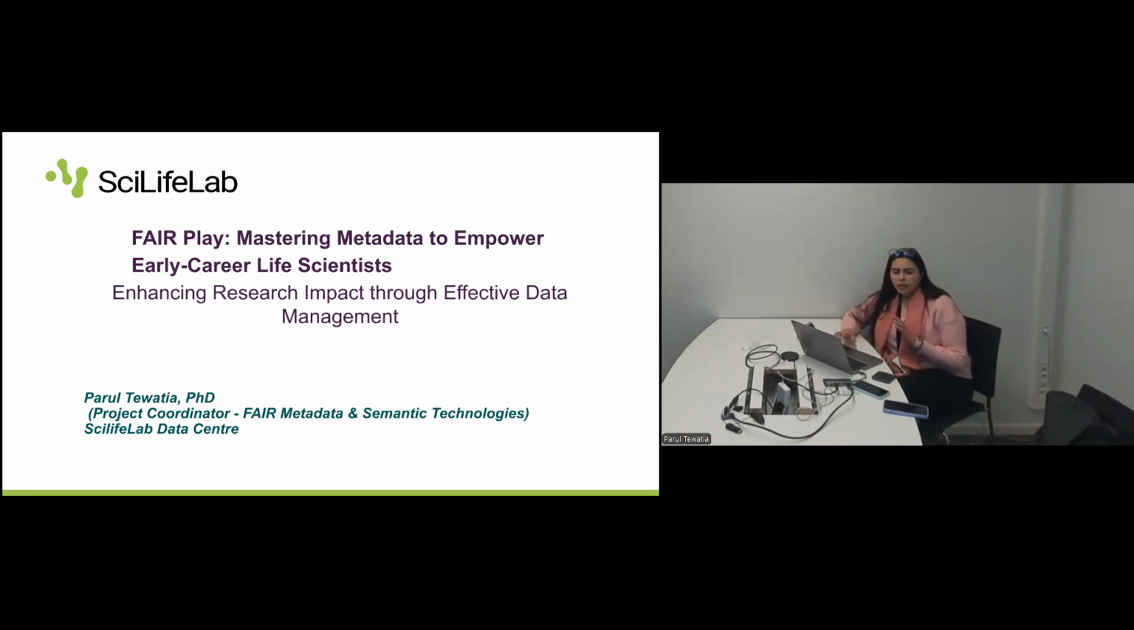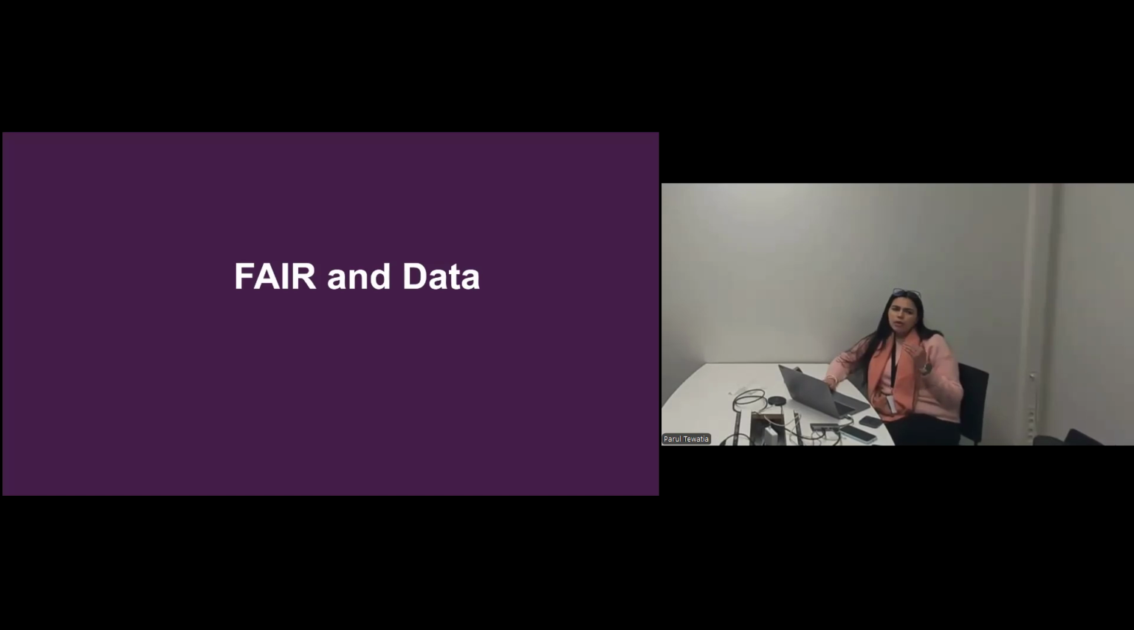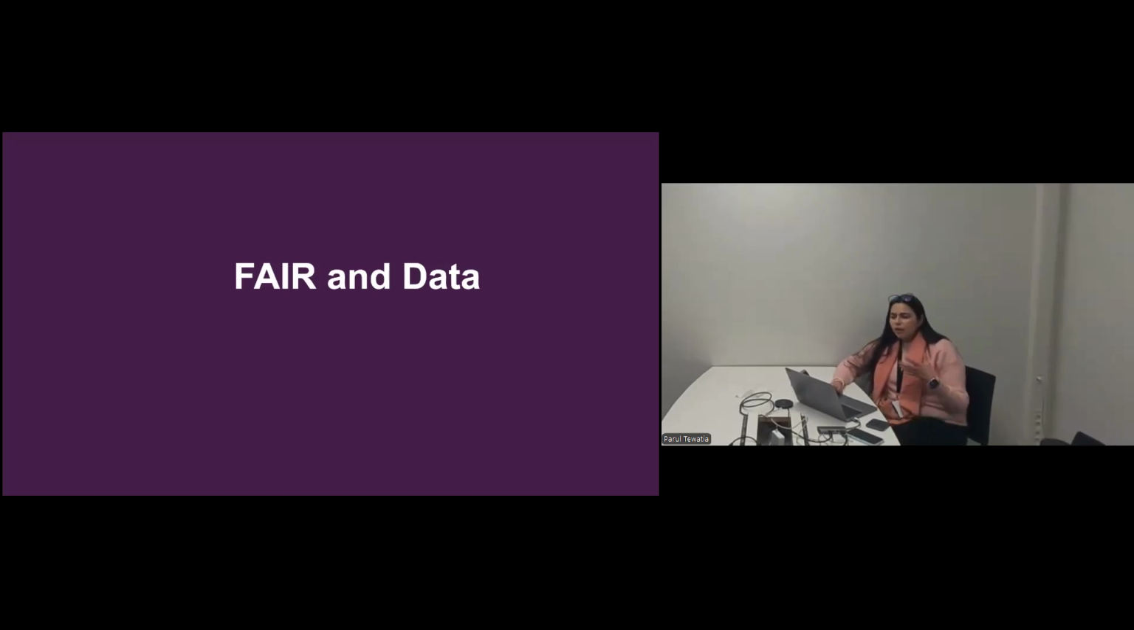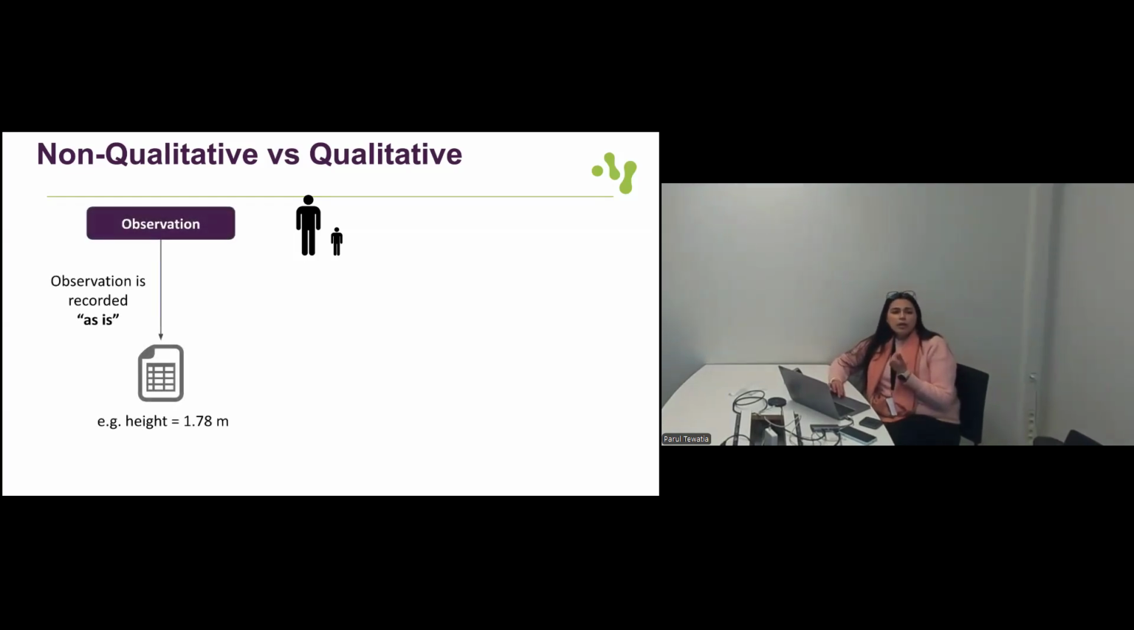So first, just to give a small introduction, I think everyone now should be more aware of FAIR, but let's look at FAIR in context of data. So again, there are two types of data, which is non-qualitative and qualitative data. What is non-qualitative data? That means you just have an observation, which is recorded as is. For example, if a person has a height, you record the height as 1.78 centimeter.